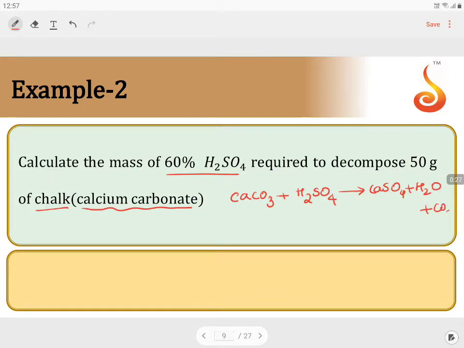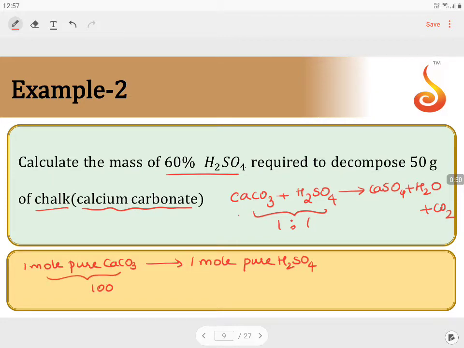plus CO2. Now they are reacting in the ratio 1:1, meaning 1 mole of pure CaCO3 reacts with 1 mole of pure H2SO4, meaning the mass of 1 mole of CaCO3, which is 100 grams, reacts completely with 98 grams of pure H2SO4.